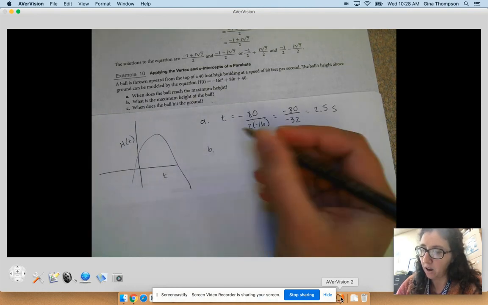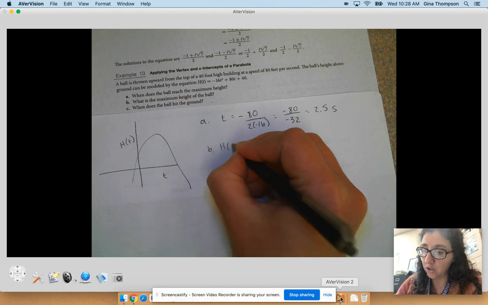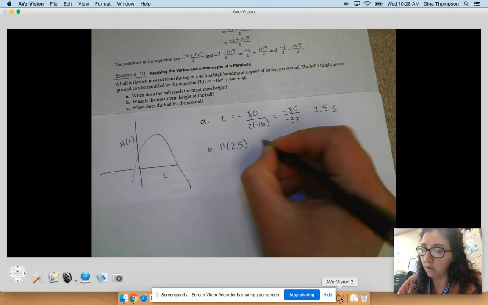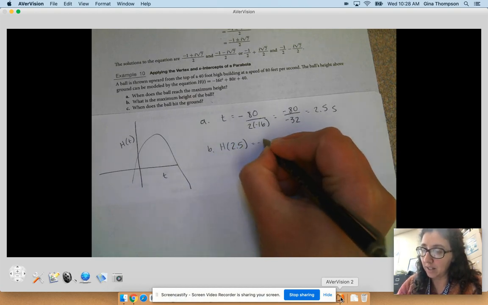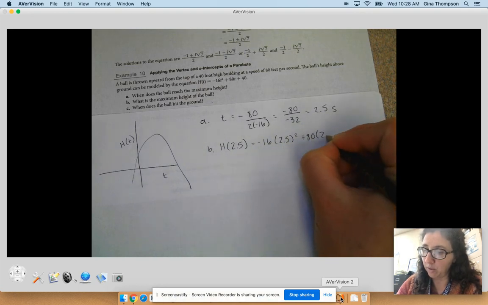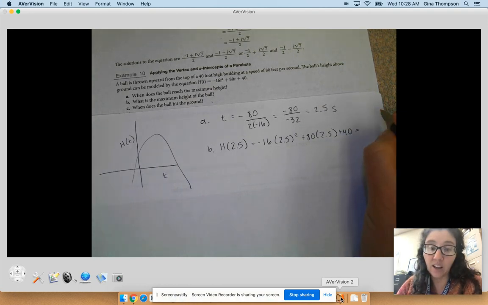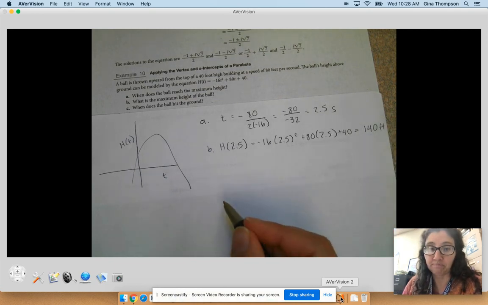All right, how about what is the maximum height? Well, we just find h of 2.5. We plug it in, we get minus 16 times 2.5 squared, plus 80 times 2.5, plus 40. And again, I cheated. Put this in your calculator, work things out. You get 140 feet. Okay?